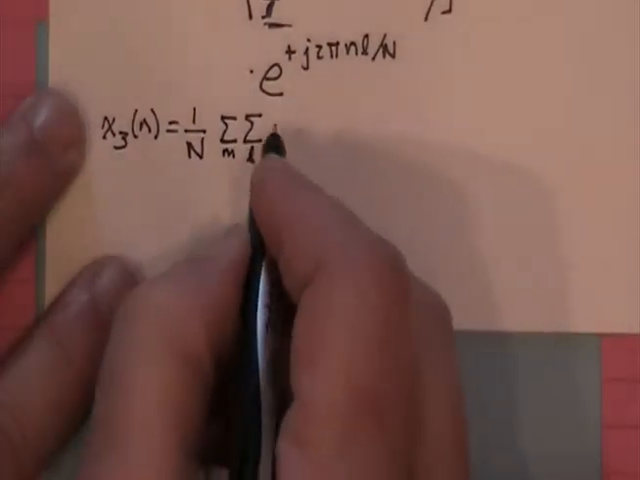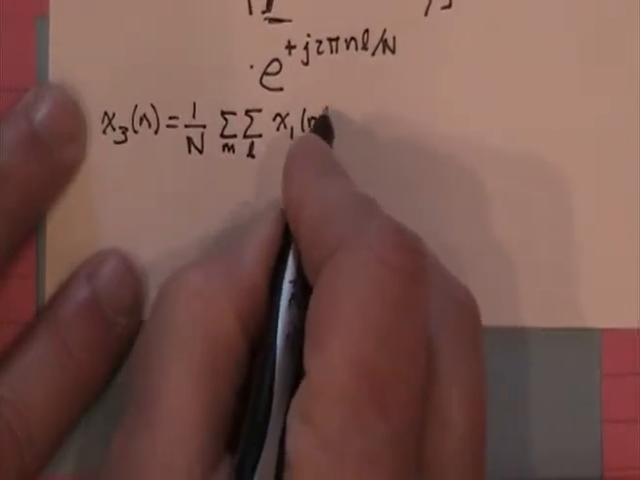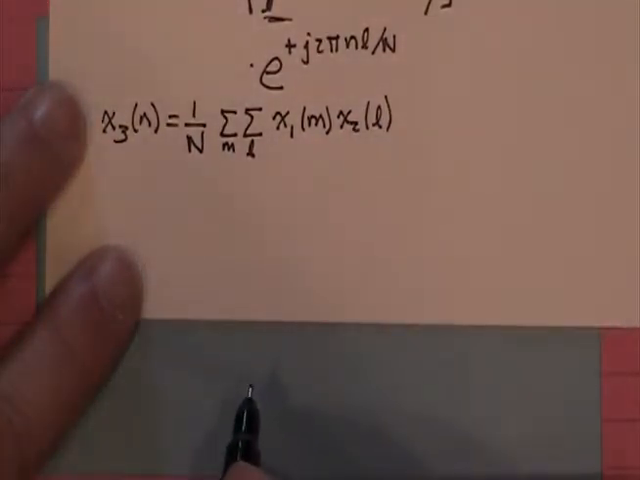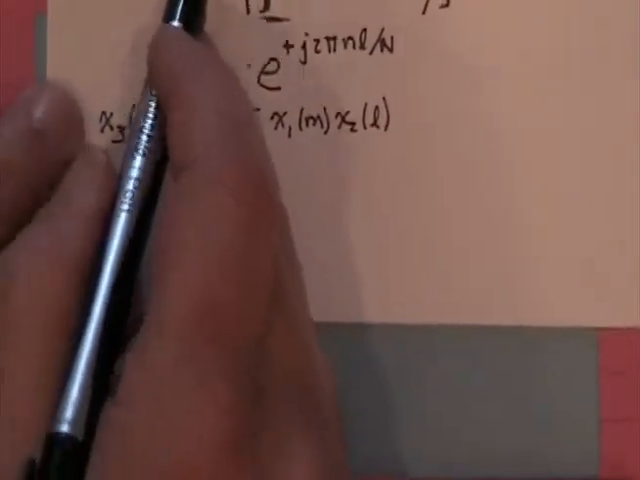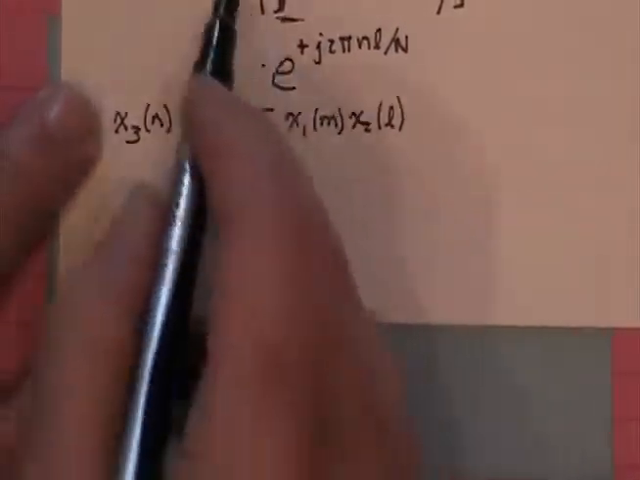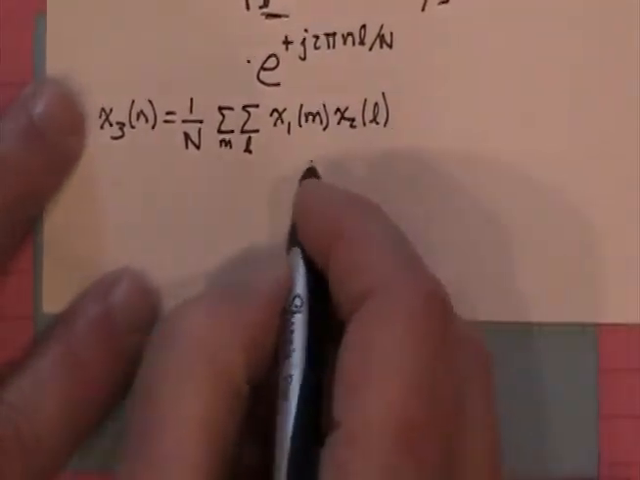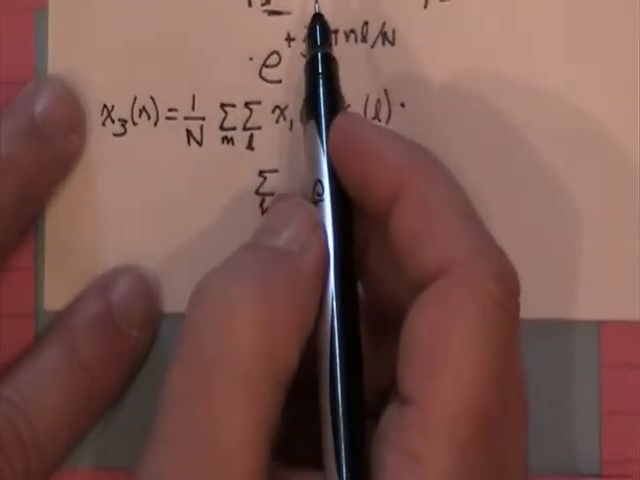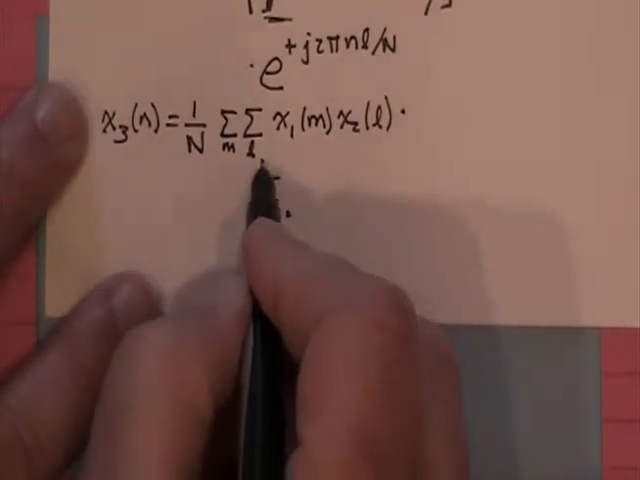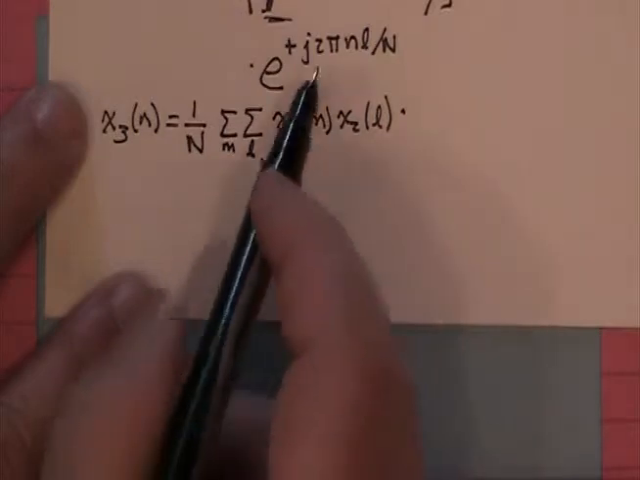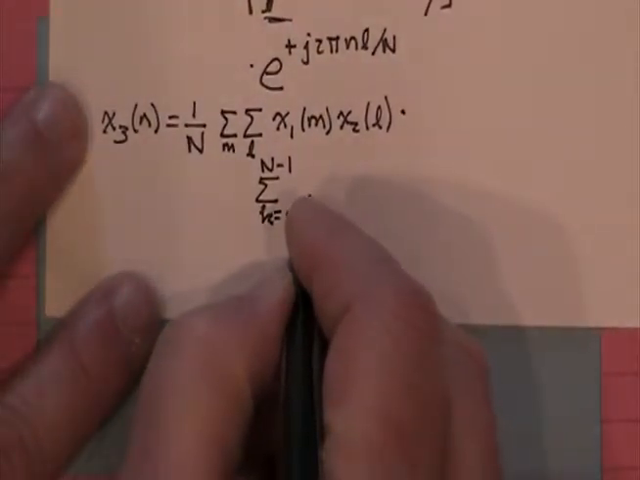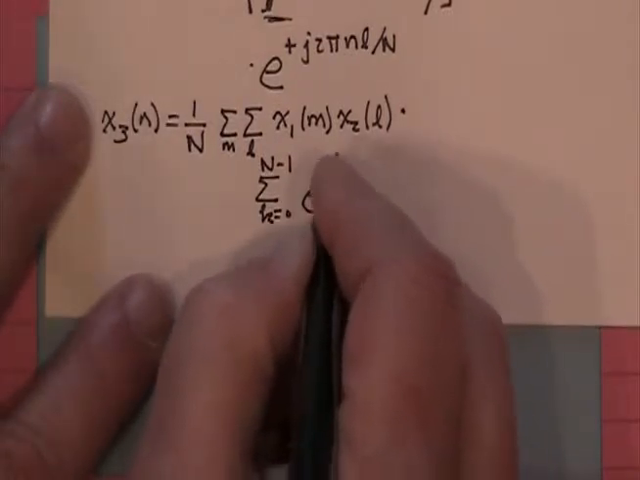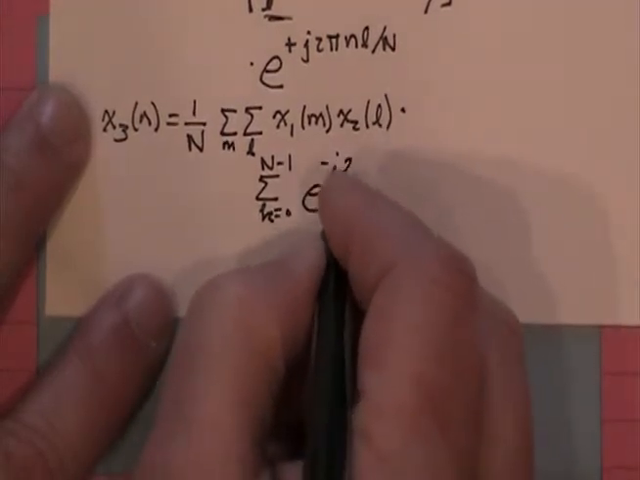And I'll have x1 of m and x2 of l. Then I need one more summation, a sum over k. Since these factors don't depend on k, I can go ahead and work that sum out ahead of time. So that's times a summation over values of k, k going from 0 to n minus 1, of this exponential term I have in here. So this is going to be e to the minus j 2 pi.